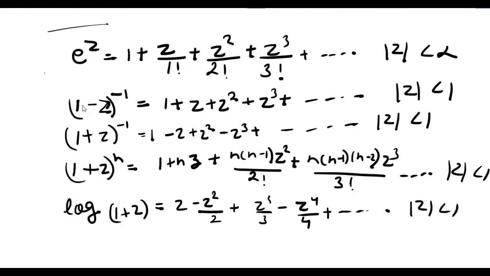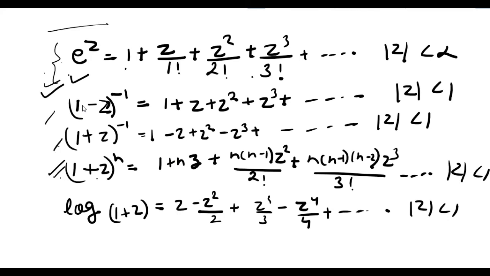So here are some standard expansions which you have to learn because they are very useful, not in complex variable but in other fields also. You will find it easy to solve questions when you learn these expansions. So first it is e to the power z, which is 1 plus z upon 1 factorial plus z square upon 2 factorial and so on. Then (1 minus z) to the power minus 1, and then (1 plus z) to the power minus 1. Again (1 plus z) to the power n. This is a general equation. You can use this to derive this or this.